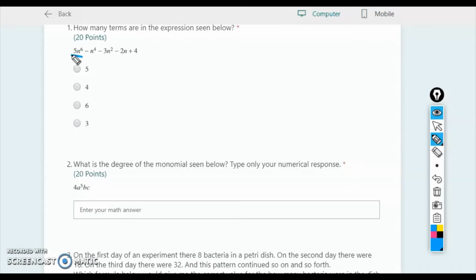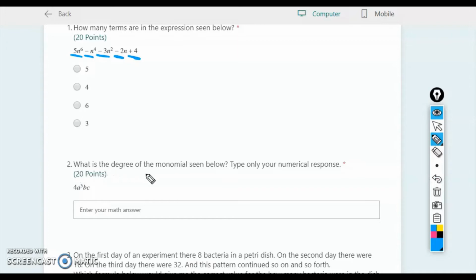Terms are separated by an addition or subtraction sign. So each one of these parts makes up a term. So this is a term, this is a term, this is a term, this is a term, this is a term. So that'll tell you the answer to this one.